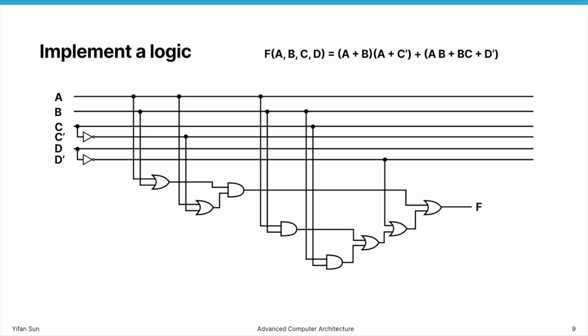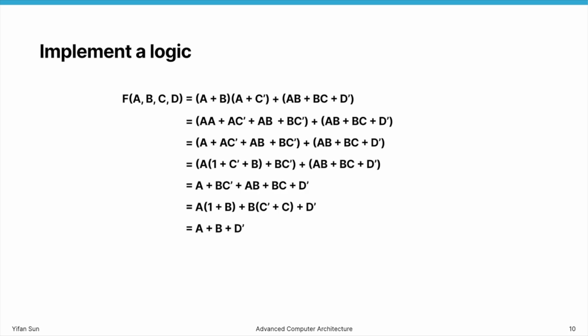Then say A and B first go through an OR gate. This is A or B, right? Then A and C prime go to another OR gate, and these two are connected with an AND gate, and keep going on. This part is implemented in the same way. And eventually we OR these two parts, then we get this F. Okay, a rather complex implementation. But we don't want to implement it in this way.